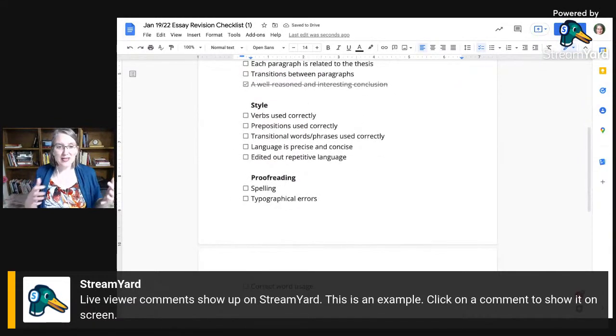Then we get to style. Verbs, prepositions, transitional words and phrases, language is precise and concise. Did we edit out repetitive language? And then proofreading, spelling, typos, and correct word usage. So some of these things, that's where we can dig a little bit deeper, which we're going to stop here. Let's go back to the essay.